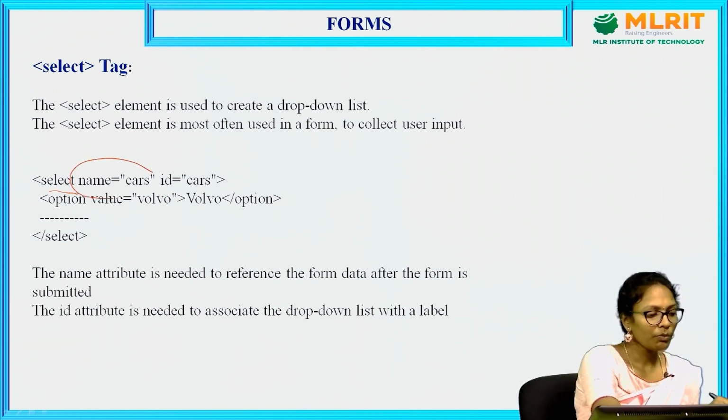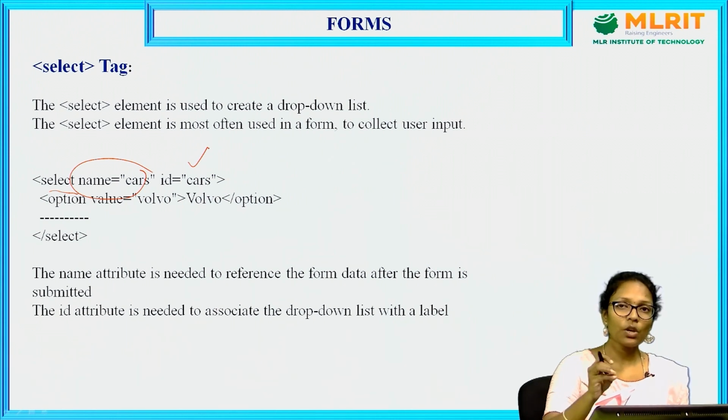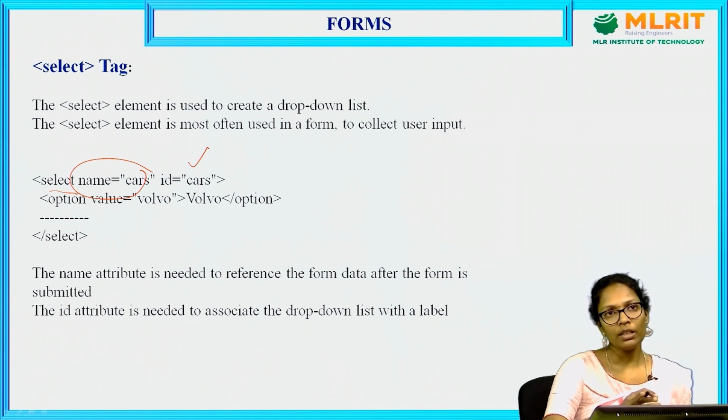What is the name of this selection list? I'm giving the name as cars, and I'm giving an ID also. What is the ID? It is the identification of that corresponding field. Generally, if you are using only HTML, we don't use the ID much, but if you are linking HTML with JavaScript, then you need to access each and every element separately.